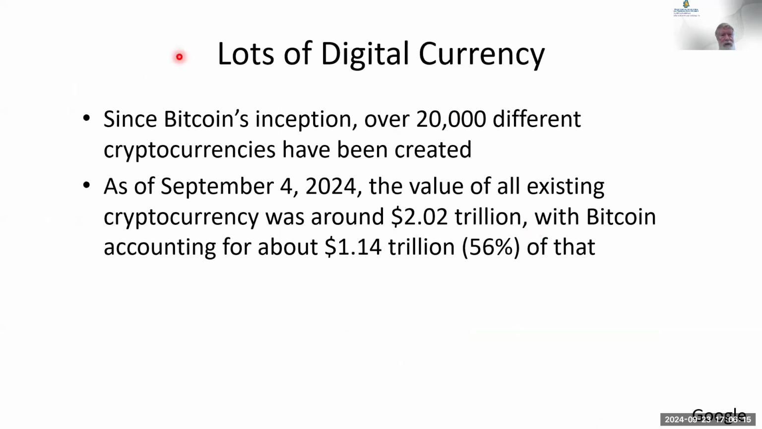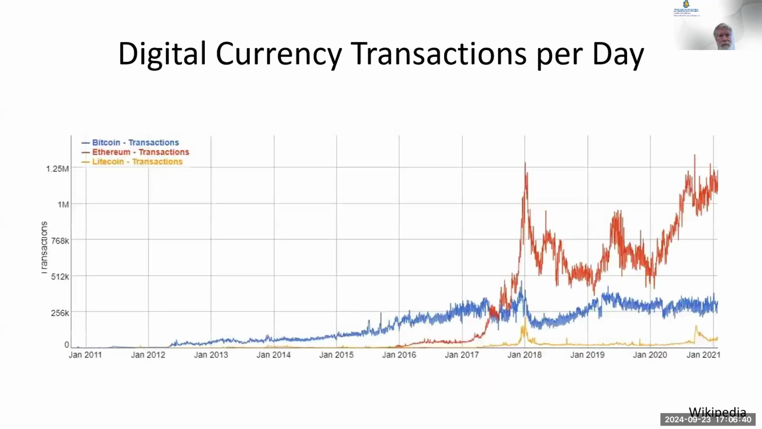There's lots of digital currency. Bitcoin is not the only one. There are 20,000 different cryptocurrencies, most of which have come and gone pretty quickly. As of September 4th, this month, the total value of all the cryptocurrencies is $2.02 trillion, so Google tells me, with Bitcoin accounting for a little over half of all that. So they are the most popular. I think Ethereum is the next one.